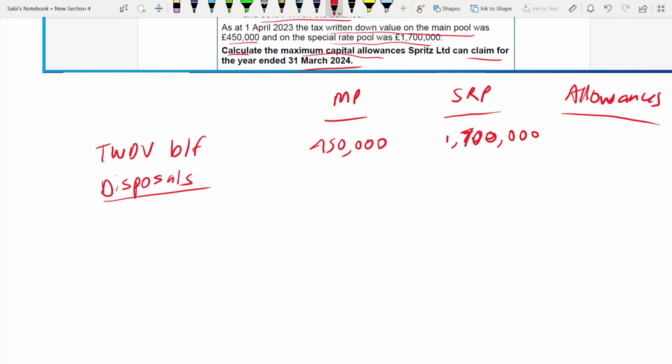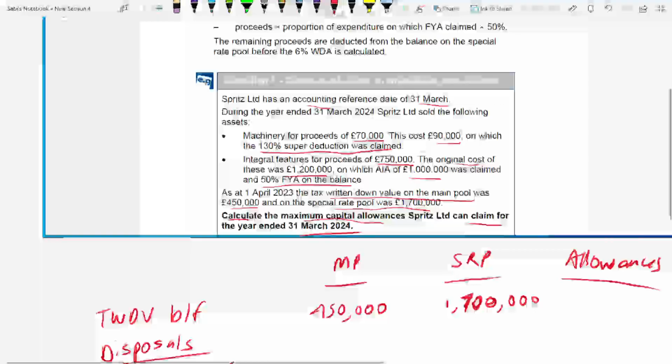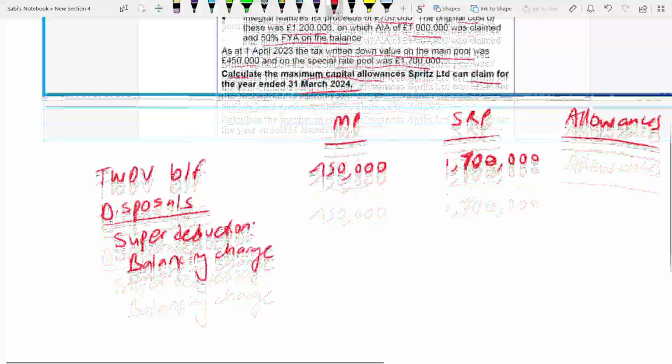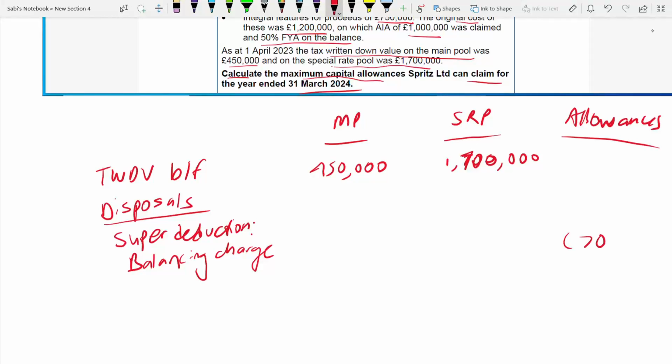First is super deduction. It will give you a balancing charge. How much? Remember, it is equal to your proceed, balancing charge. If you are having 130% super deduction, proceed will be equal to your balancing charge. So 70,000 is the charge, so it will be in bracket in the allowance column.